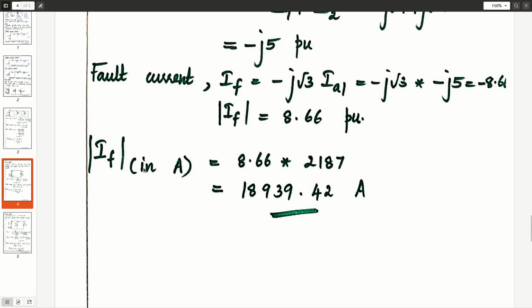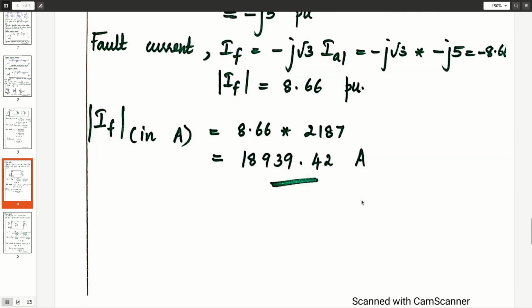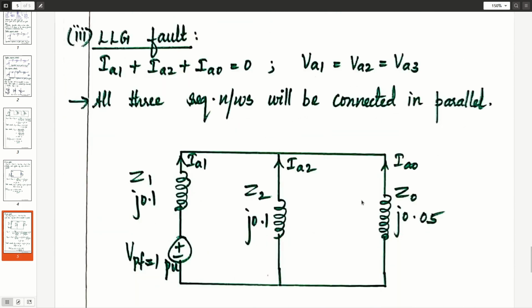To get the fault current in the actual units, amperes, we multiply the per unit value by the base value. So we got it as 18,939.42 amperes. Okay. Coming to the third type of fault, it is double line to ground fault.